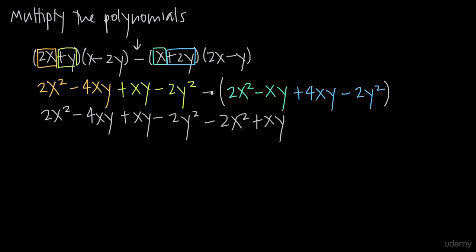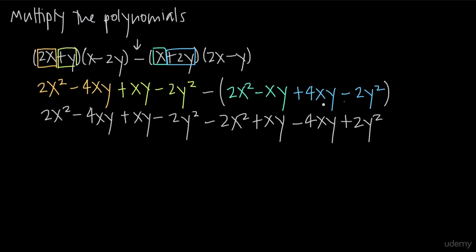In other words, this negative sign is just going to change the sign on every term inside these parentheses here. So this positive 2x squared became a negative 2x squared. The negative xy became a positive xy. Our positive 4xy is going to become a negative 4xy, and our negative 2y squared is going to become a positive 2y squared. Now that everything's outside of the parentheses, we can look for like terms.